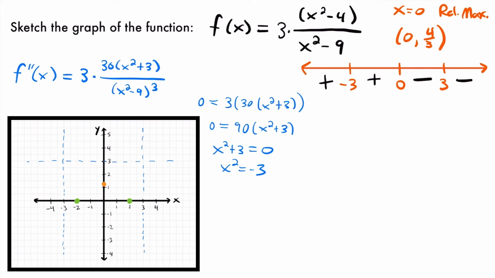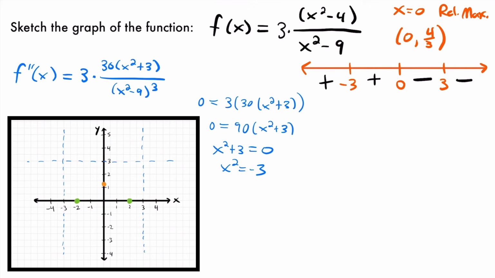And so in this case, this equation has no solutions, which means we have no potential inflection points for our function. The concavity is not going to change at a point on the function. However, it still might change at the points where our function is not continuous. And so if you look at our graph so far, we have those vertical asymptotes at negative 3 and positive 3, which is where our function is not defined, where it's not continuous.